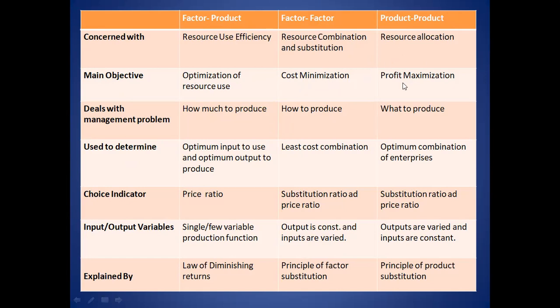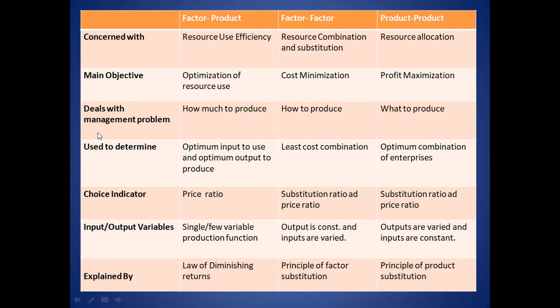And product means we are producing something. After production we have to market it. So here our objective will be profit maximization. What 2 products in which ratio will we produce so that we can get maximum profit?